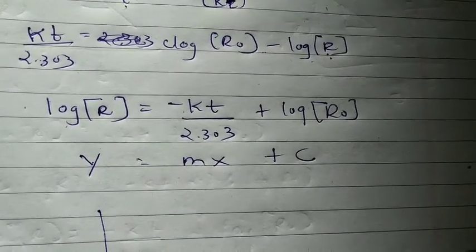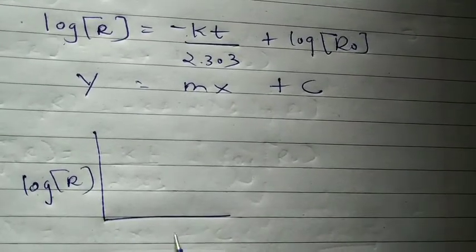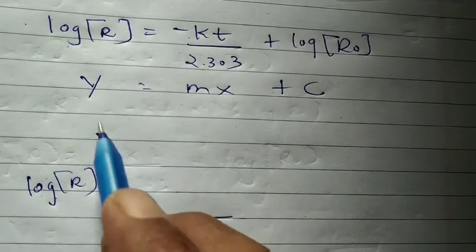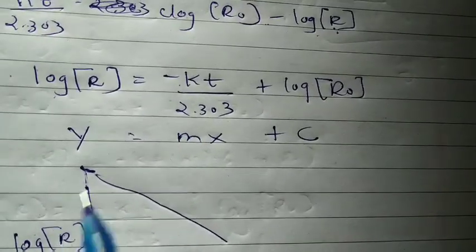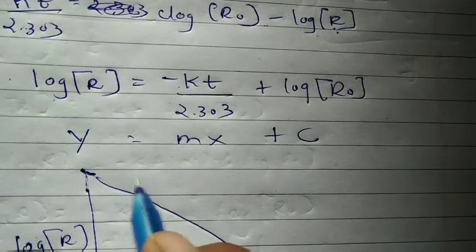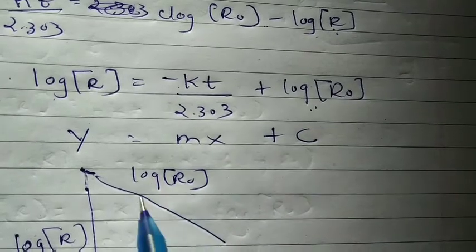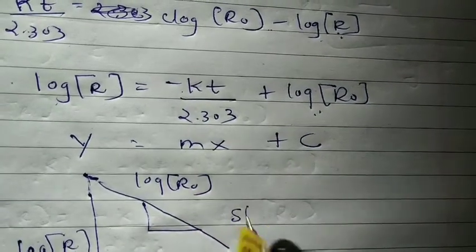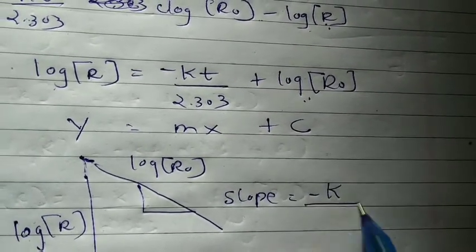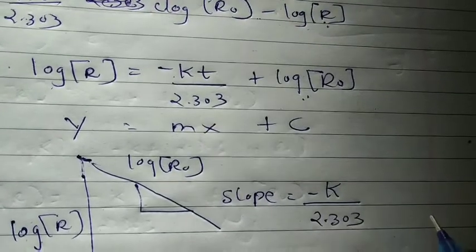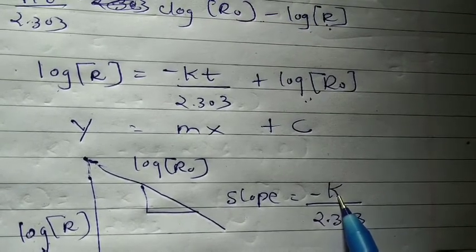If you draw the graph of log r against time t, then it will give a straight line. The intercept at t is equal to 0 will give log r0, and the slope against t is equal to minus k upon 2.303. So from the slope you can find the value of the rate constant.